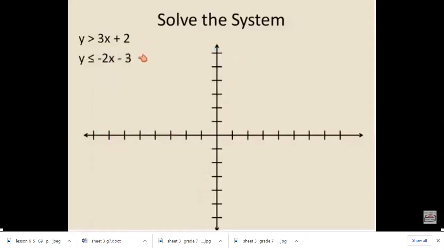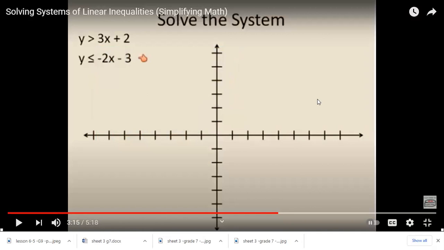Y is less than or equal to negative 2x minus 3. Farah Hashim. Yes, miss. Do we need to rearrange this inequality now, Farah? The second inequality, which is y less than or equal to negative 2x minus 3? No, I don't need to. So we don't need to rearrange.